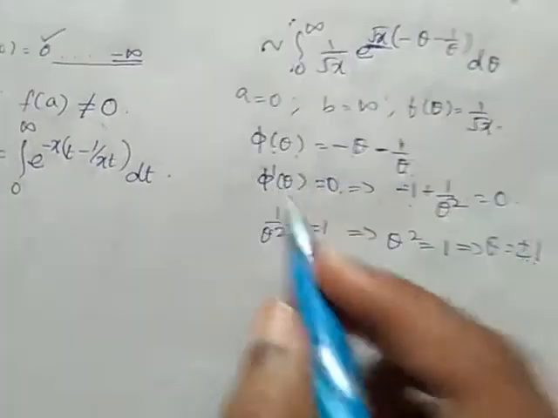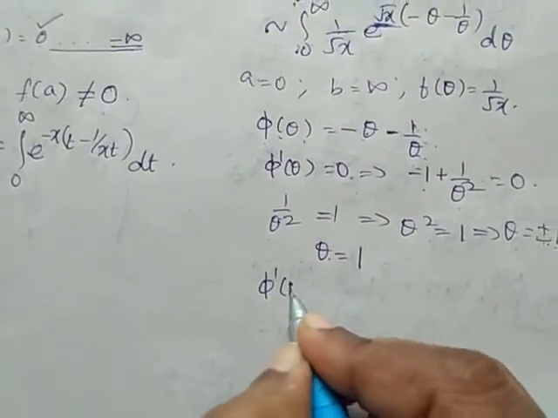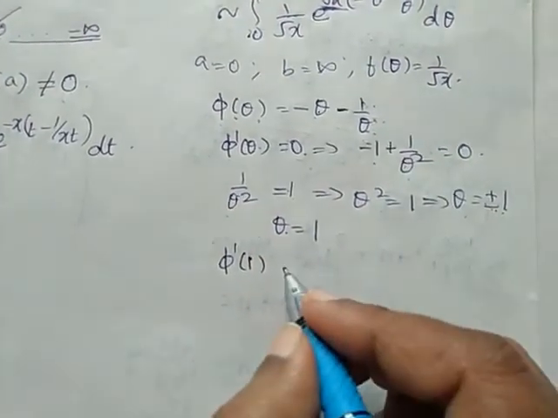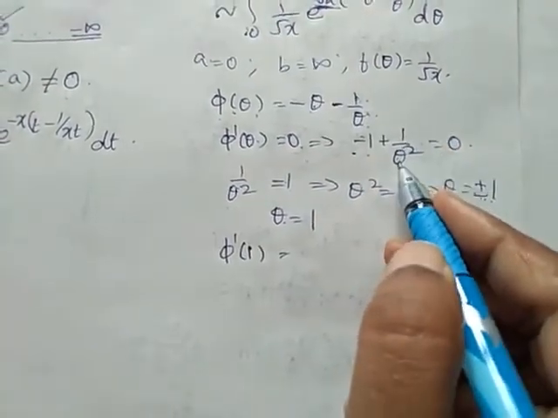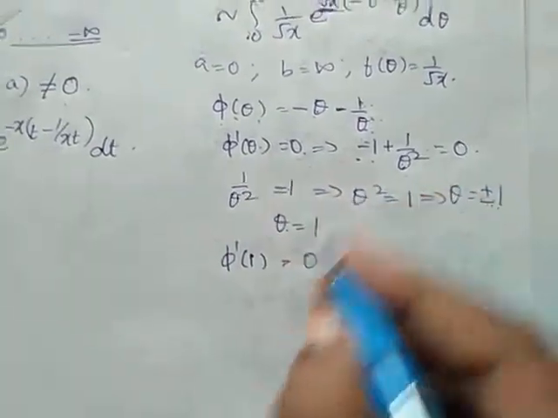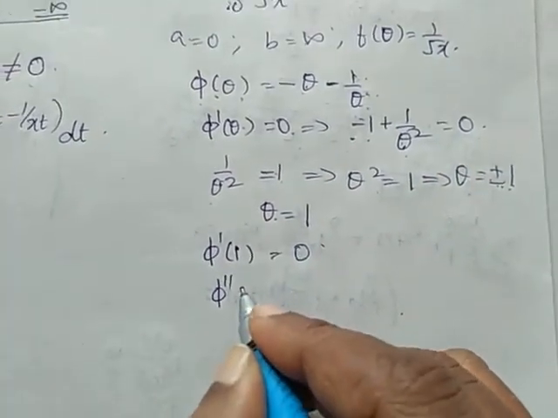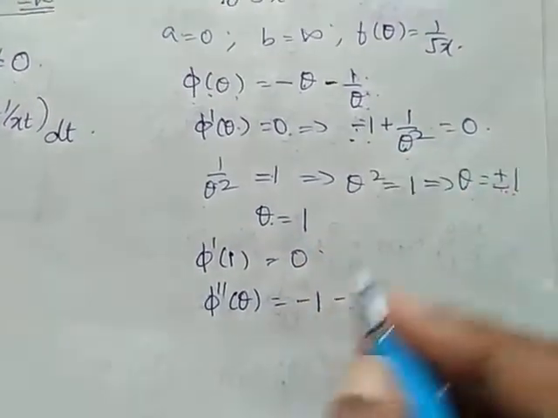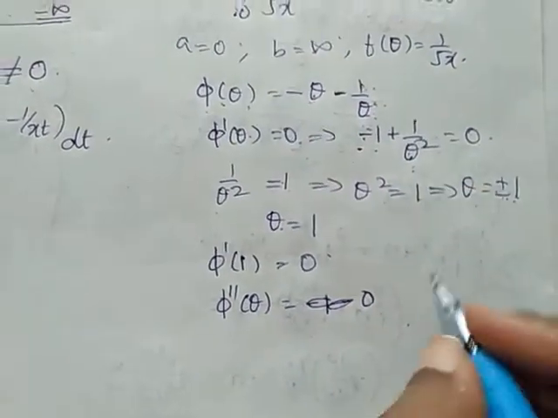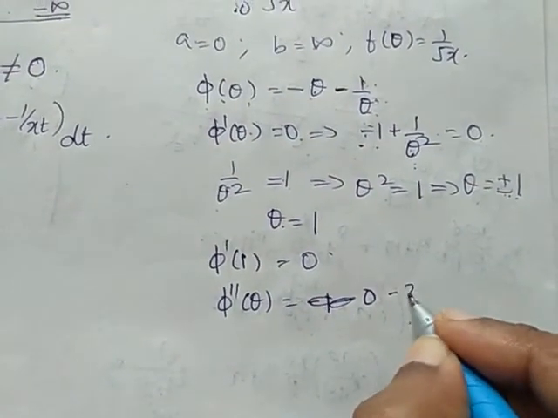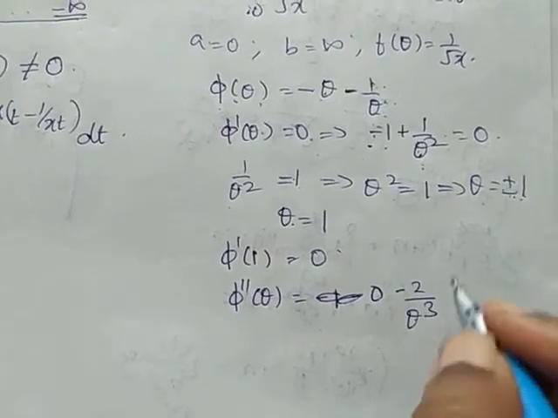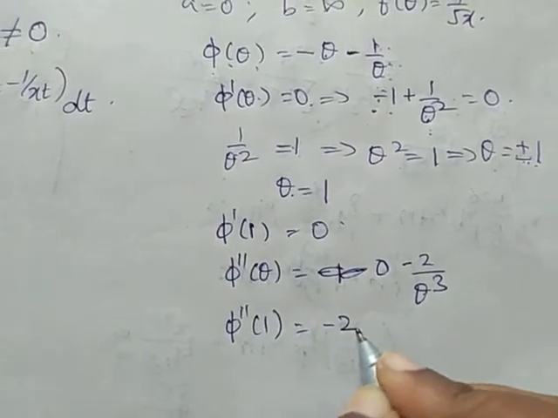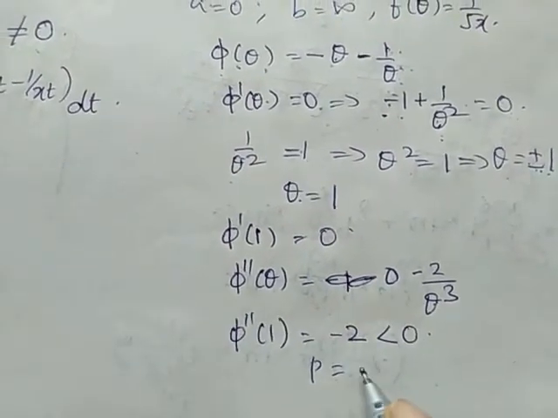Now phi dash of 1 is equal to 0. Minus 1 plus 1 is 0. Find out phi double dash of theta. Phi double dash of theta is: differentiation of minus 1 is 0, differentiation of 1 by theta square is minus 2 by theta cube. When we substitute theta equal to 1, we have minus 2, which is less than 0. Therefore, p is equal to 2.